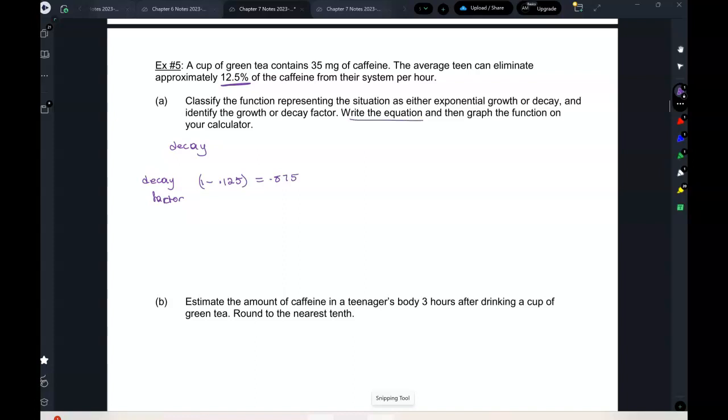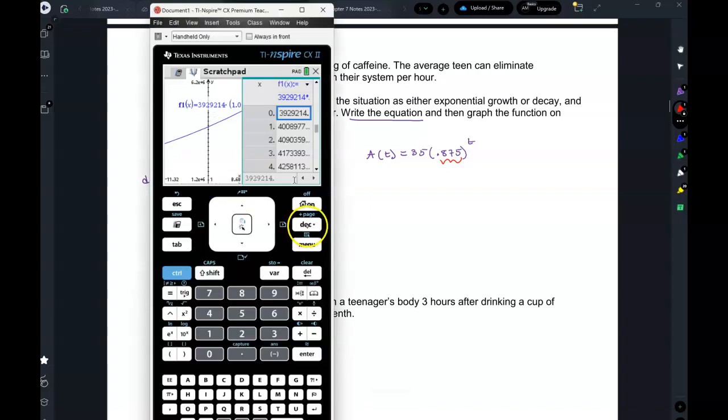Write the equation, right? So if we wanted to write the equation, it's going to be A of t equals the initial amount. What's the initial amount? 35. And then 0.875 to the power of t. Do you see how this value is less than 1? It's between 0 and 1. So yes, it's decay. Do you see how it all fits together? Right? So cool.